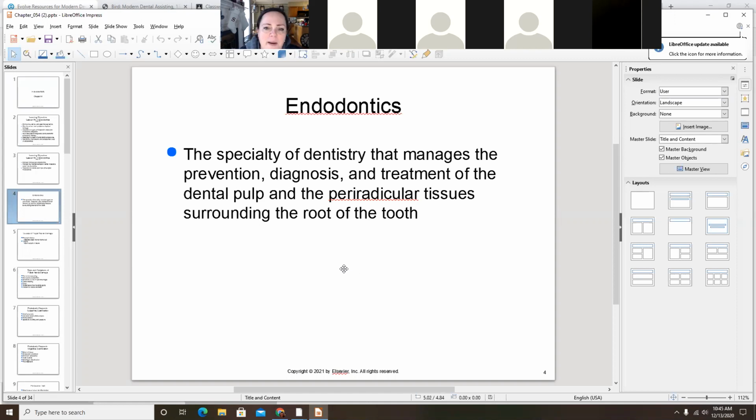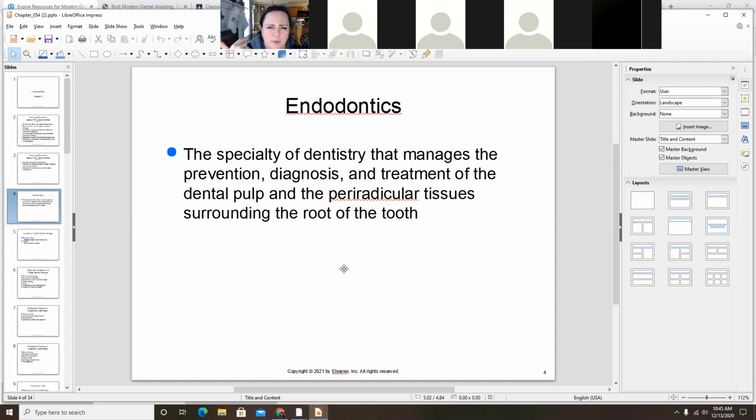All right. So the specialty of dentistry that manages the prevention, diagnosis, and treatment of dental pulp and periradicular tissue surrounding the root of the tooth. So what is endodontics? What do you do in endodontics? Remove the nerve. You do root canals. You do part of it.